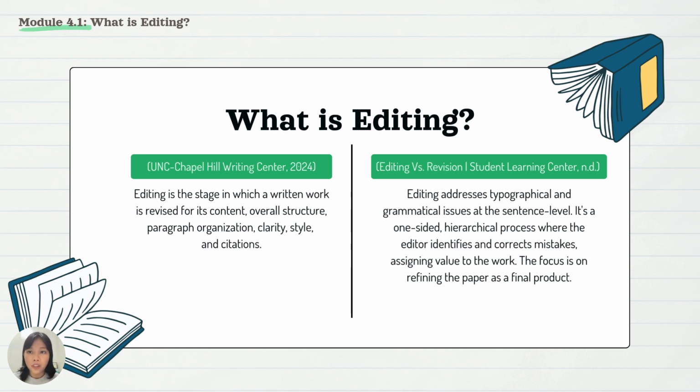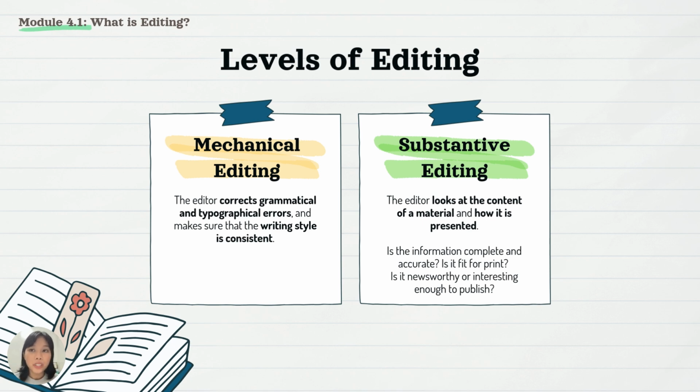So, as you may have observed, there are a few elements in these definitions, tulad ng revision of content, overall structure and paragraph organization, clarity, style, and even yung correction of typographical and grammatical errors. These elements are just some of the things that we should check as editors when we refine a manuscript. And these elements are actually captured depending on what level of editing you are doing. So there are two important levels of editing that an editor should practice. Actually, marami pang levels of editing when we search it up online and even with other references. But for this discussion, we'll focus into these two. So first is the mechanical editing, and the second is the substantive editing.